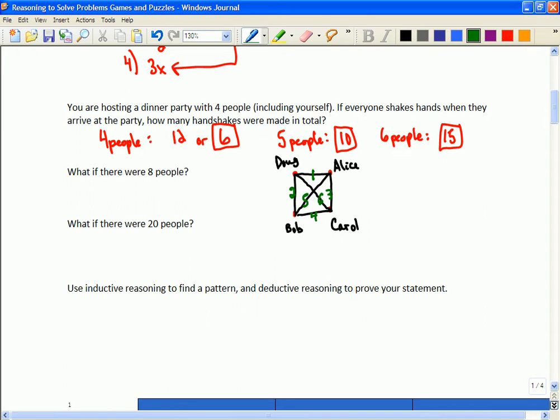So try and use the visual and see if you can figure out the pattern. I'll give you another minute before we talk about what the pattern is. Nick has something that we want to hear, so go for it.